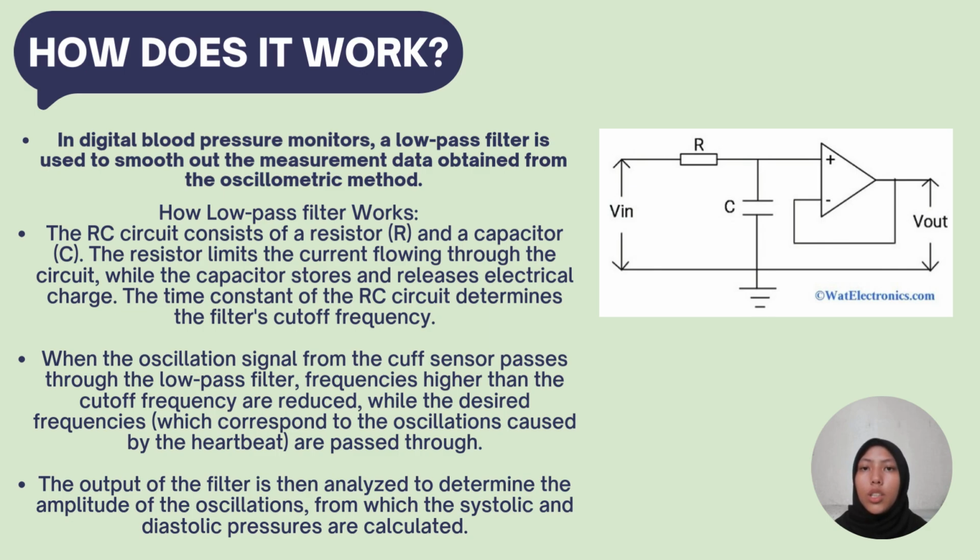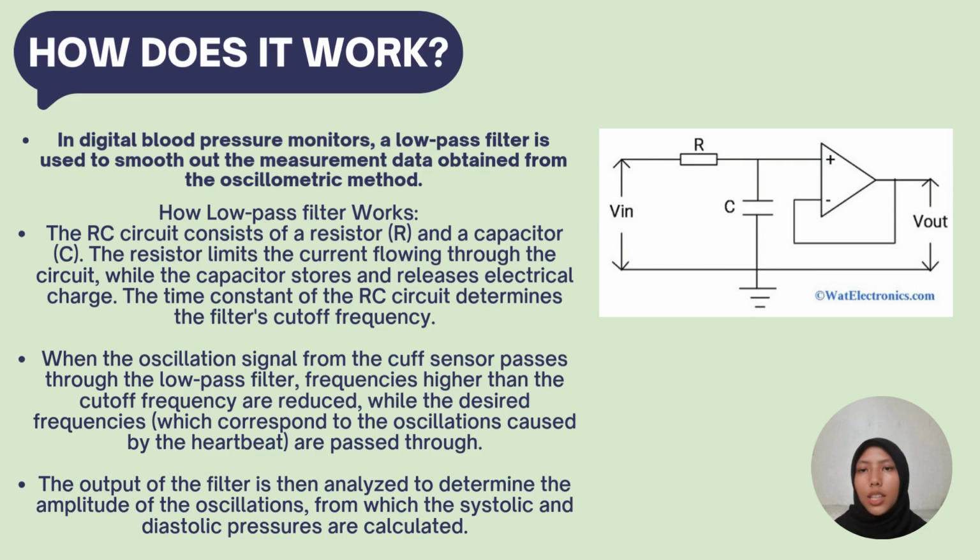So how does the low pass filter work? The RC circuit consists of a resistor and capacitor. The resistor limits the current flowing through the circuit while the capacitor stores and releases electrical charge. The time constant of the RC circuit determines the filter's cutoff frequency.